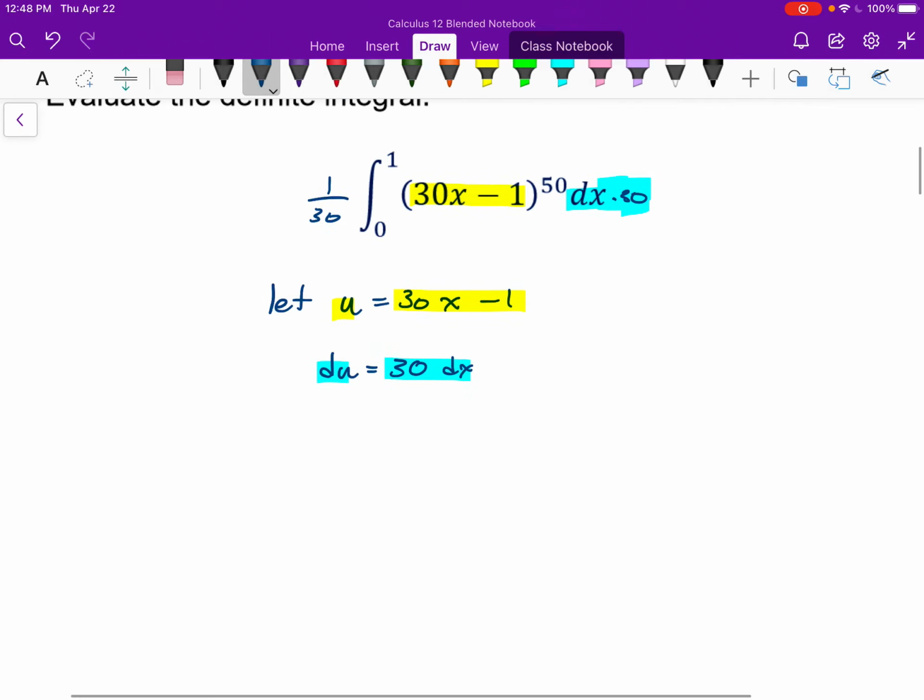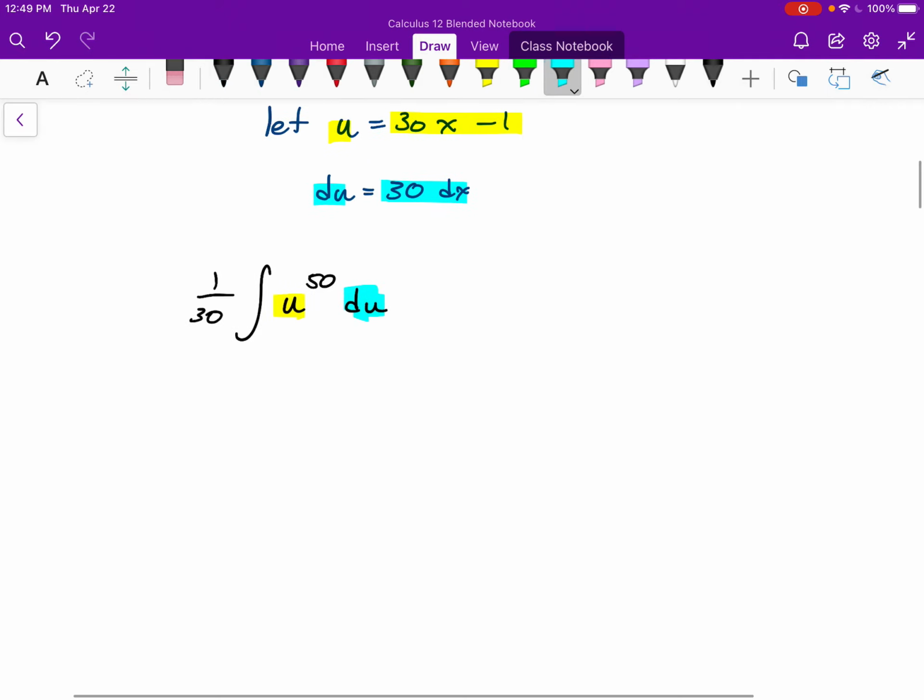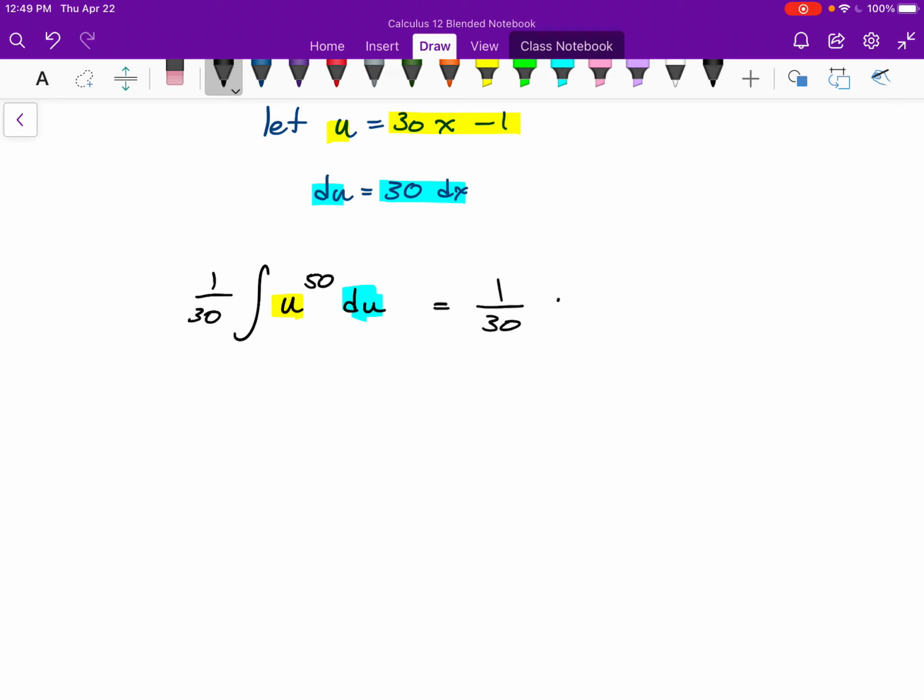And now I'm not going to worry about the definite integral right now. I'm not going to worry about the bounds of 0 and 1 just yet. I want to really focus on my indefinite integral. So I have 1 over 30 times u to the power of 50 times du. Okay, use the power rule here, and I quickly get 1 over 30 times u to the power of 51 over 51, which is the same as 1 over 30 times 51, which is 1,530 times u to the power of 51, plus some constant, if I'm thinking about the indefinite integral.